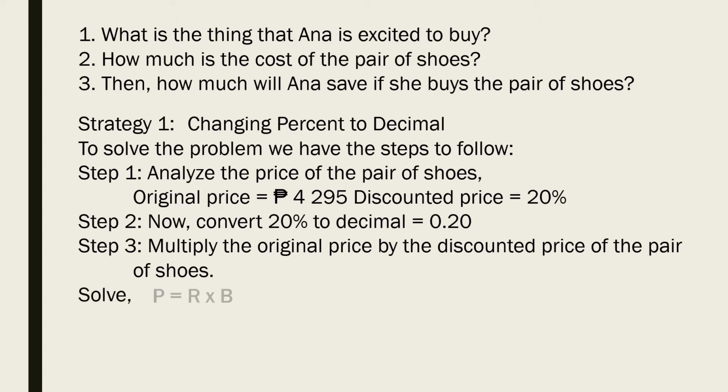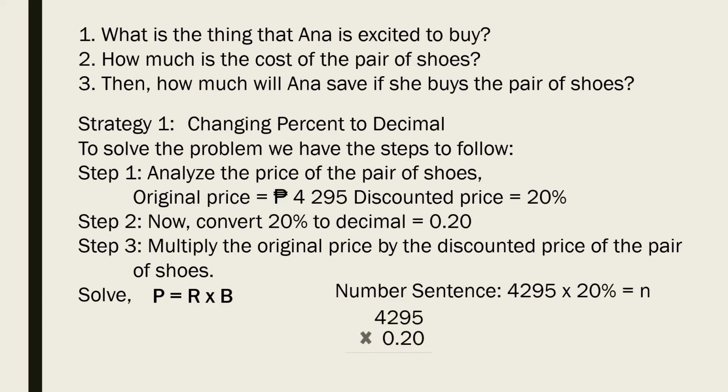So, let us solve. For our formula, we have P equals R times B, or percentage equals rate times base. For the mathematical sentence or number sentence, that is 4,295 times 20% equals N. Ito yung ating original price, 4,295. Then, yung ating converted rate into decimal, that is 20 hundredths. So, for the answer, that is 859.